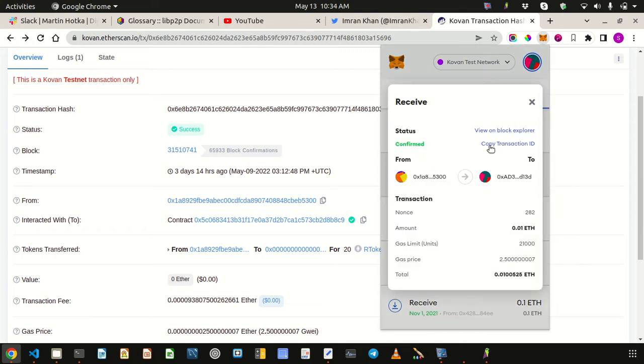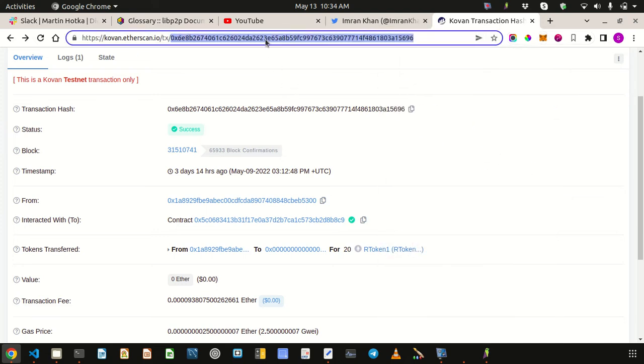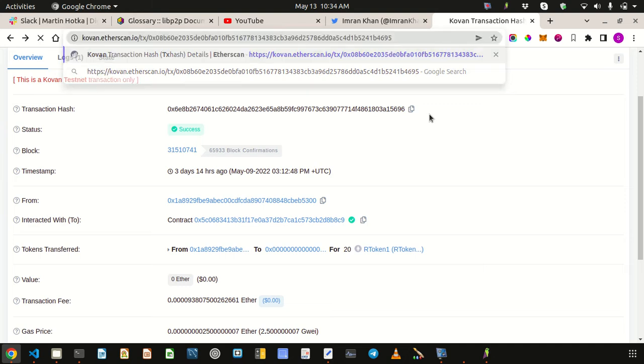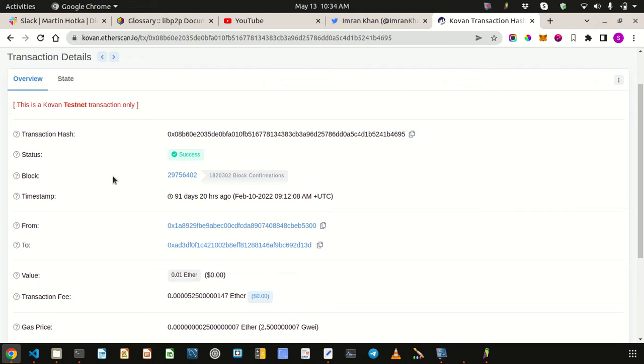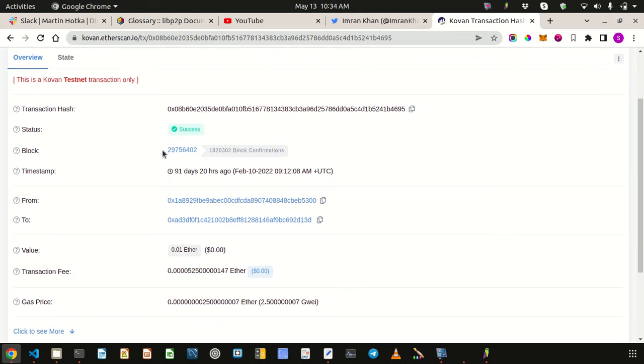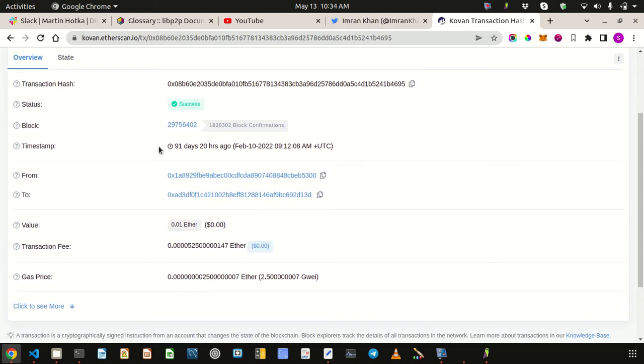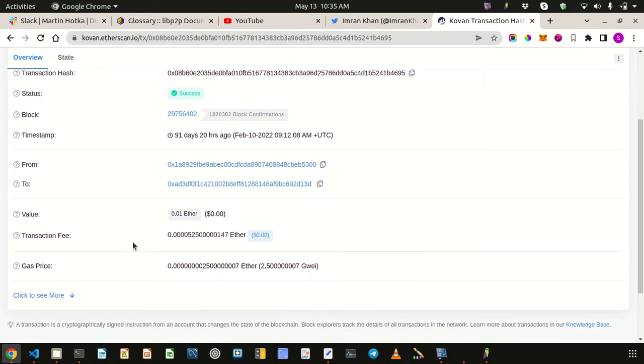If I want to get more information about this transaction ID, I copy the transaction ID, go back to the URL and replace the transaction ID, and now Etherscan will provide me details about this particular transaction. Again, the status is success. The blockchain block in which this transaction was included was executed 91 days ago, and this is the address from where I received 0.1 ether, and this is my address on which the ethers were received. This is the transaction fee again, and the gas price at the time of execution of this transaction.